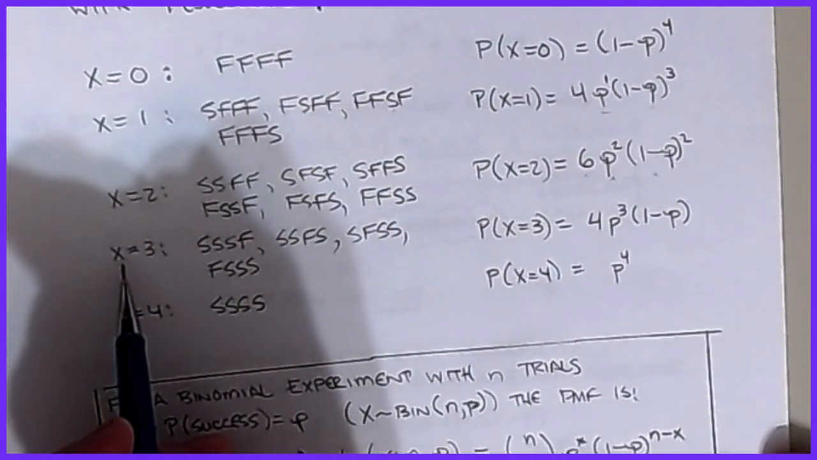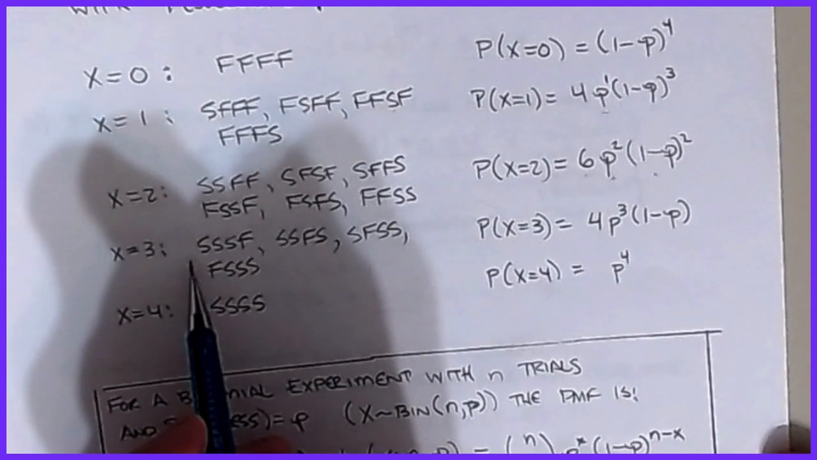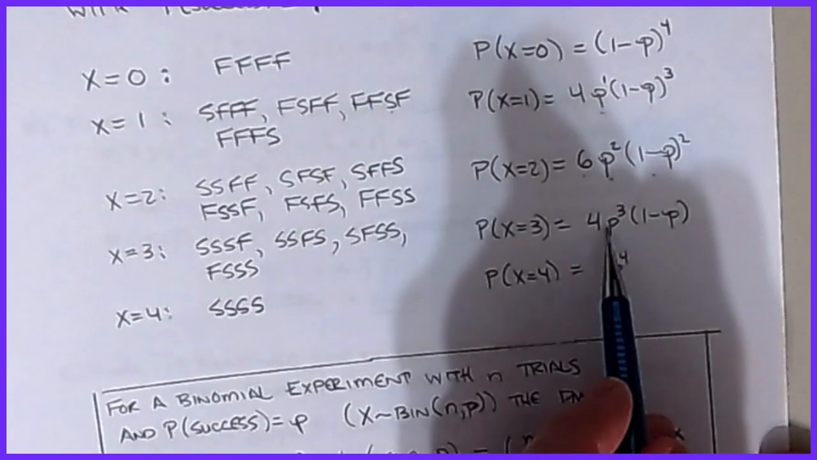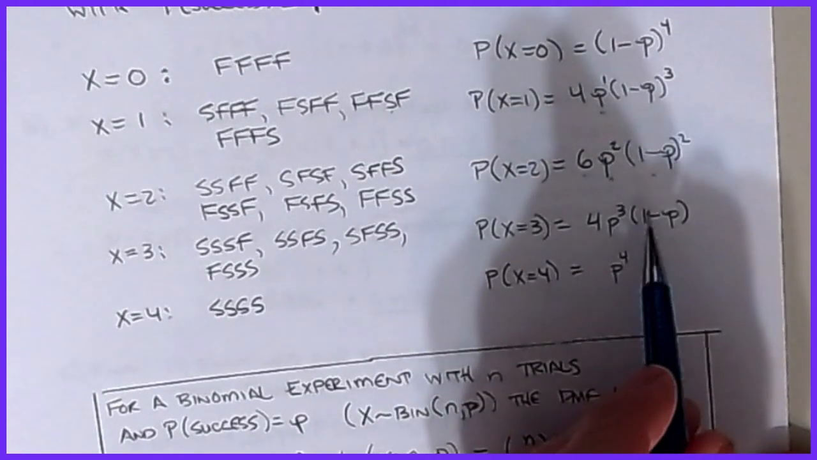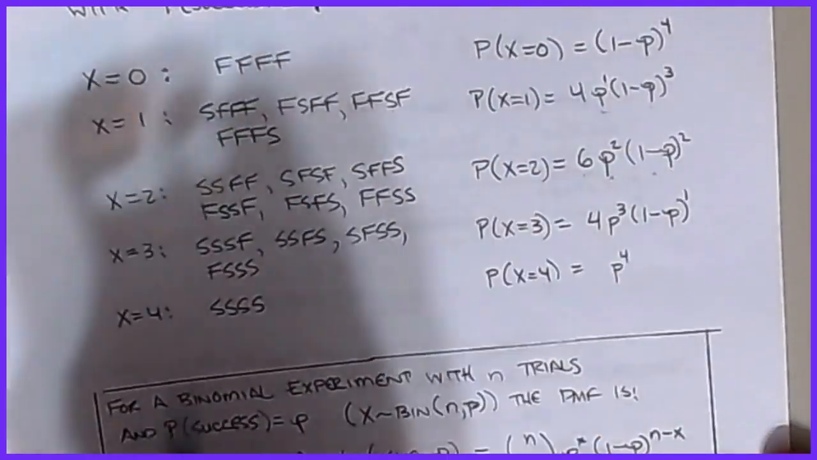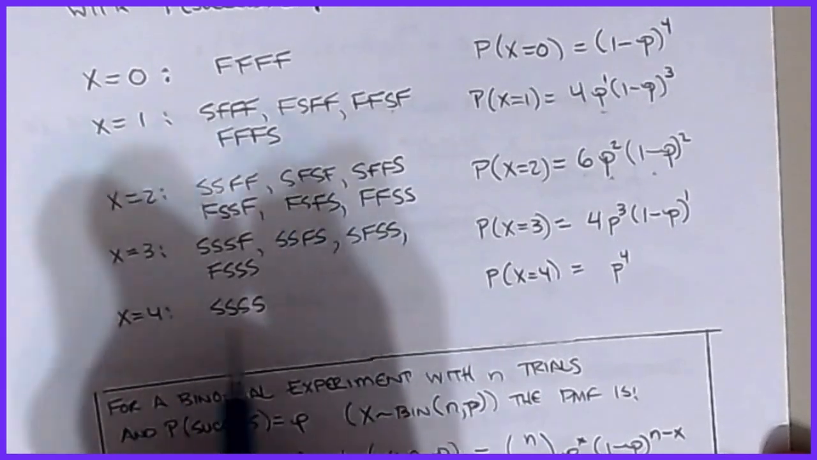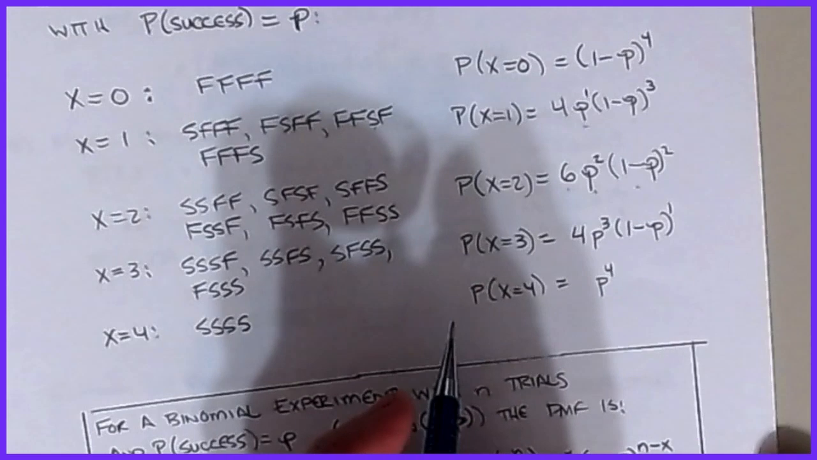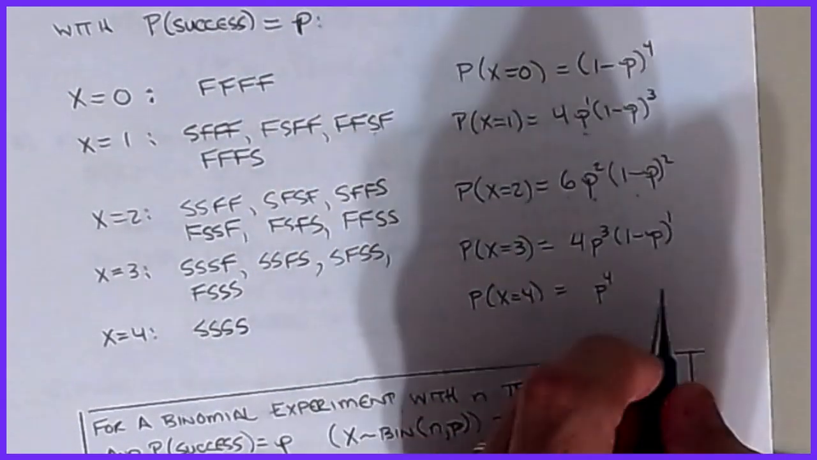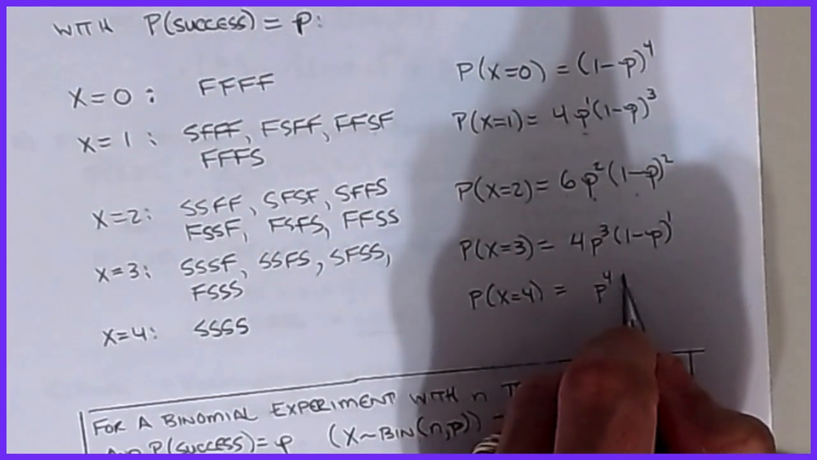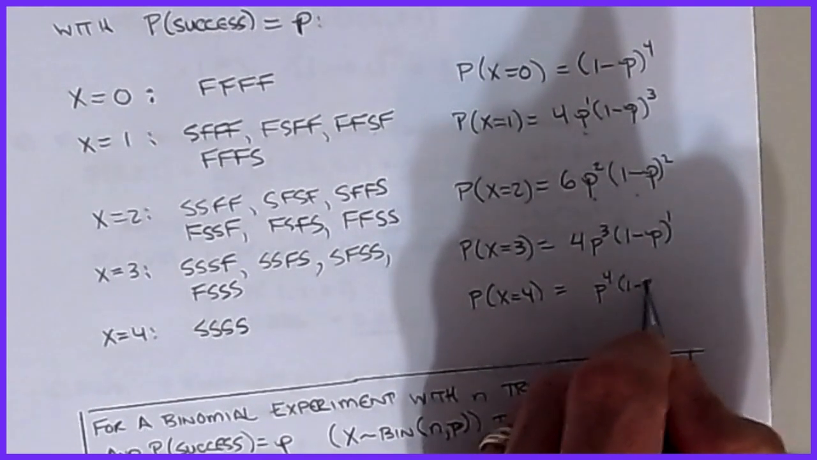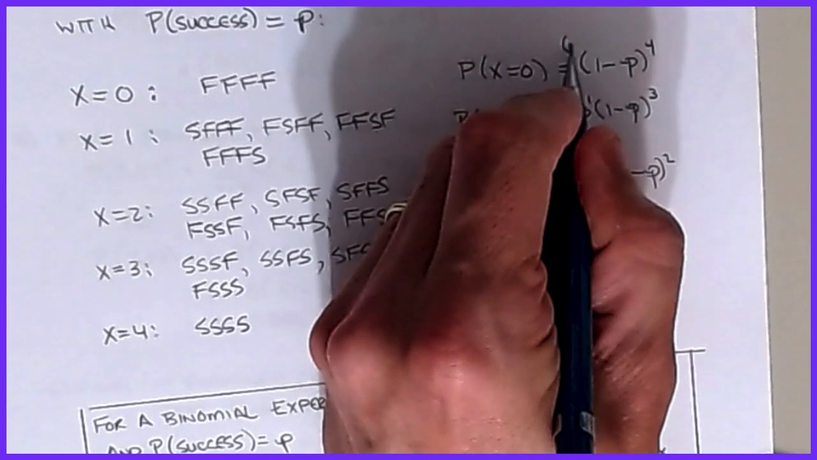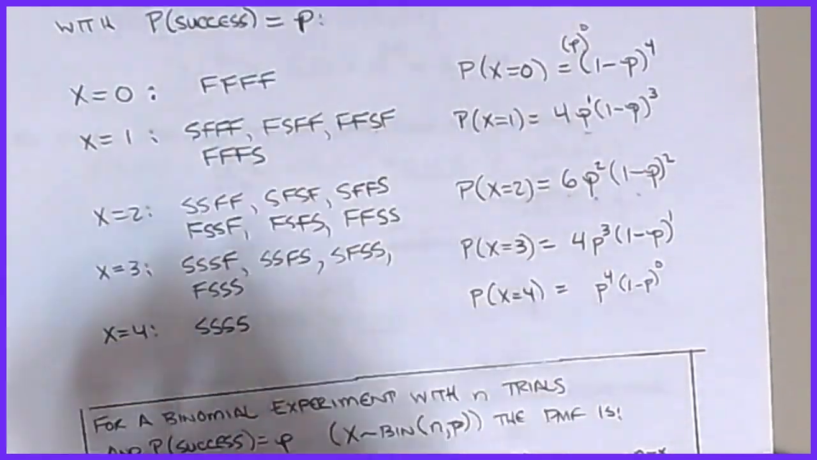Then x equals 3 is the 3-success case. There are 4 of those that show up, and then I have 3 successes, so p cubed, times 1 minus p raised to the 1 power. Then x equals 4 is all 4 successes. There's only one way that happens, and that's p to the 4th. Now, if you look at this, you start to see a pattern developing, and I'm going to show you what the pattern is: I can put a 1 minus p here raised to the 0 power, and on this first one, we could say that that's a p raised to the 0 power.